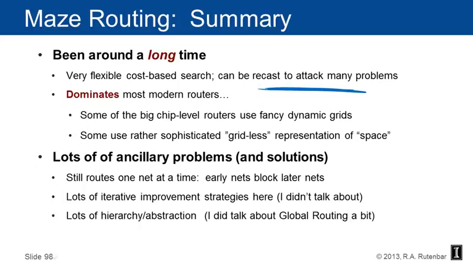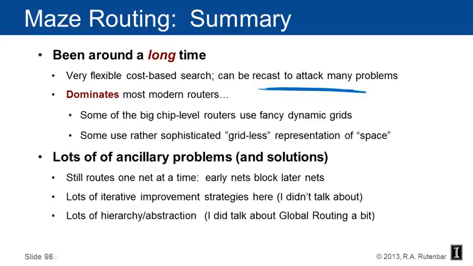There are some big chip-level routers that use fancy dynamic grids because the nanometer rules are complicated. There are also some rather sophisticated gridless representations of space, but you still end up with something that has a best cost Dijkstra-like minimum cost path algorithm. You just get a much more sophisticated representation of space where, for example, if you want to expand the path in a particular direction, you dynamically build a model of what's out there, and then you search on it, and then you throw it away.